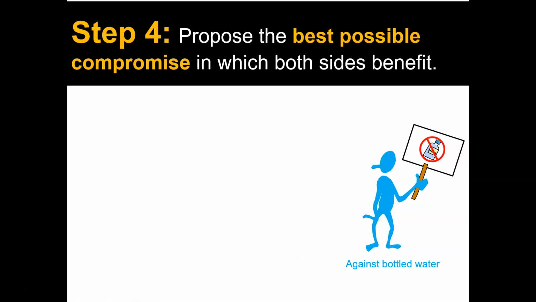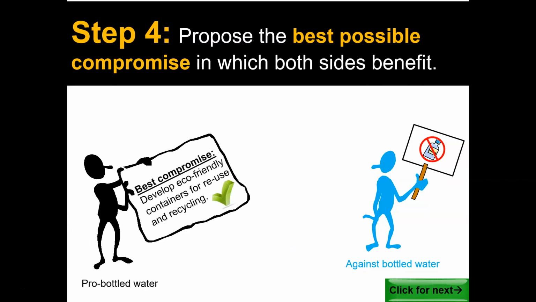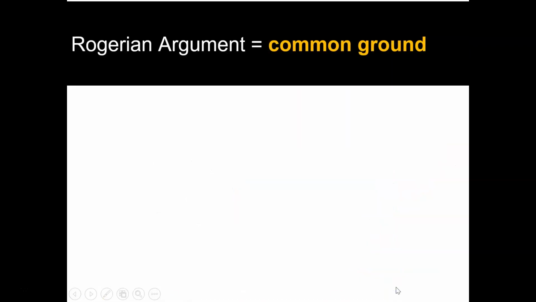Now, step 4, what can we do? What can we propose as a compromise? How are both sides going to benefit? Well, why not this? If we develop eco-friendly containers for reuse and recycling, this is going to take care of some of the concerns of those who are against bottled water, and it's going to make those who are pro-bottled water happy as well, because they're not giving up the bottle. They're just changing it a little. Okay, so that's what it's about.